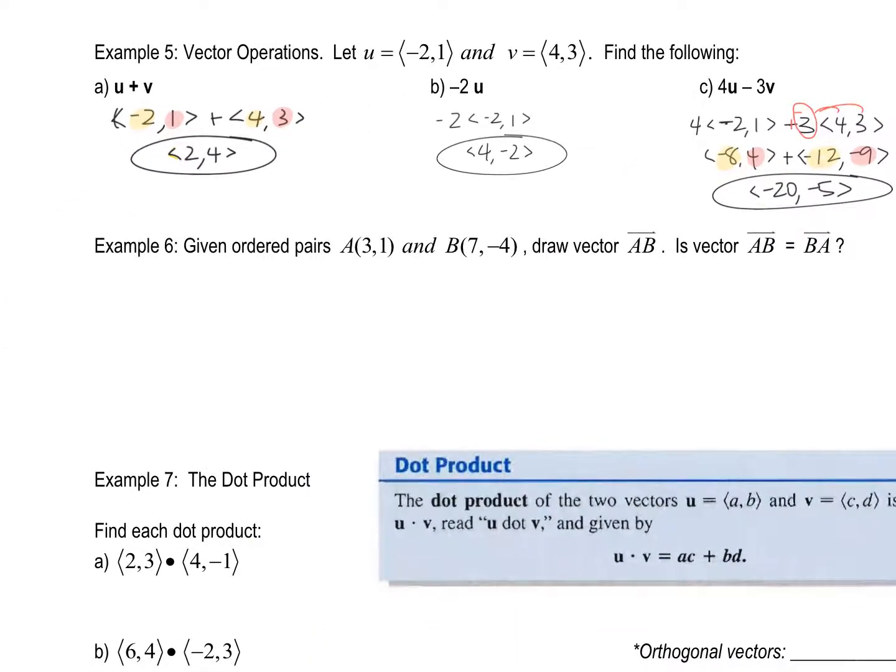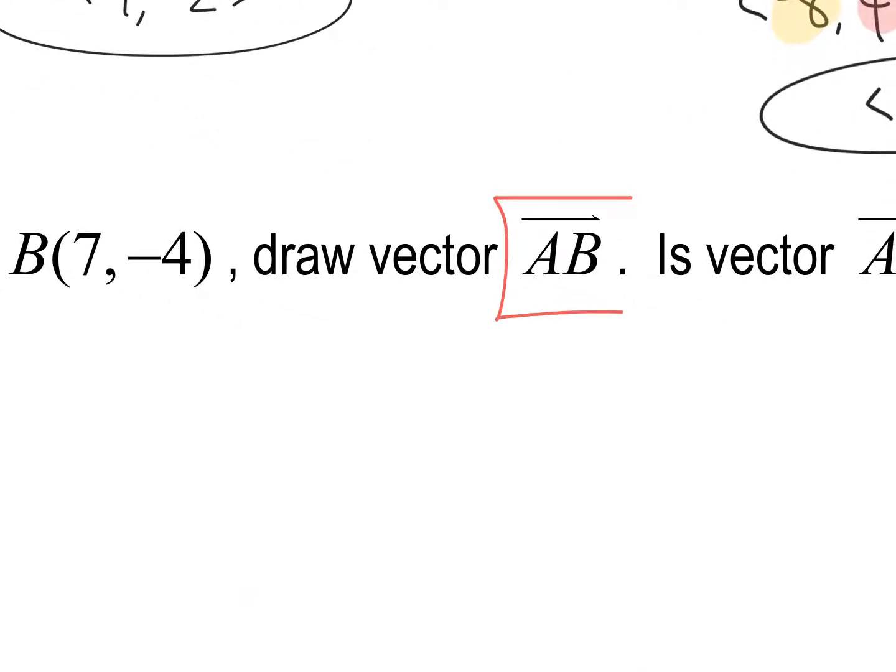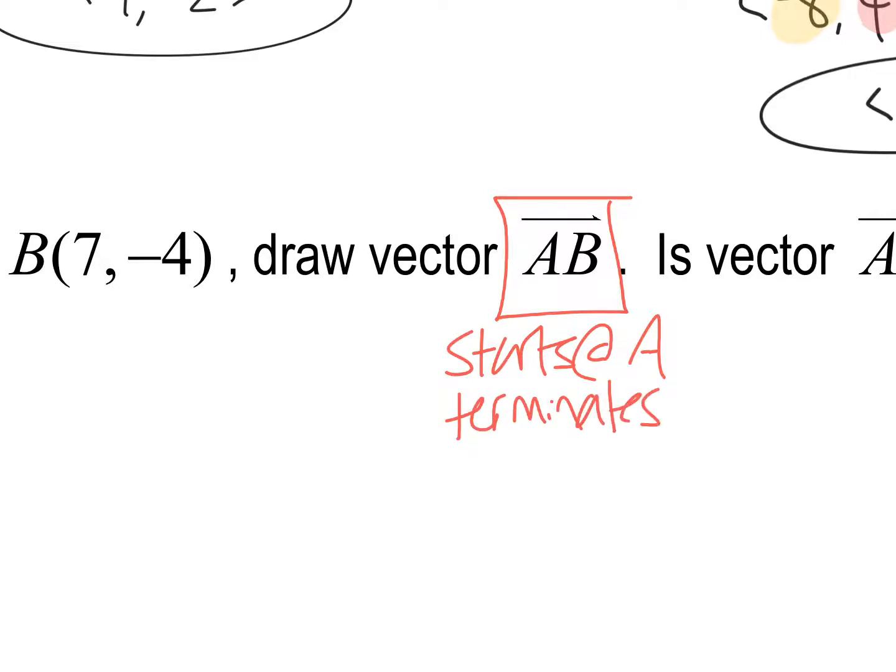Given some ordered pairs, draw the vector through them. And note, really important here, is that this vector starts at A. So the order of the letters, like the way it's written, is important. And it terminates or ends at B. So that is the way that you have to draw your vector, like with the arrow and everything.